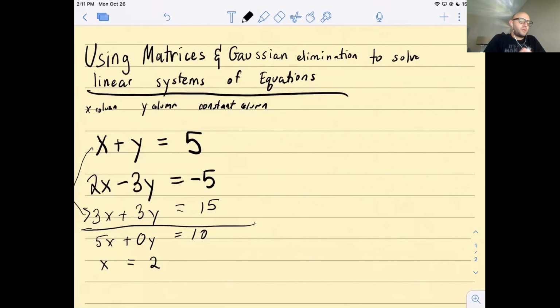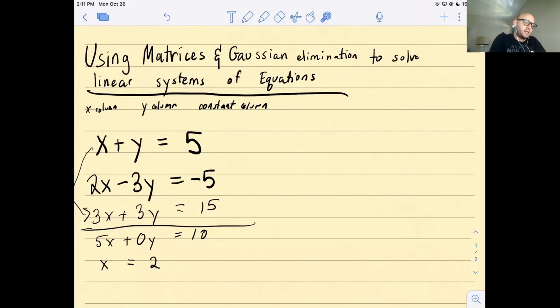Okay, so how are we going to do this with matrices? And what is a matrix? A matrix is essentially, in the beginning, you can just think of it as a way to store the coefficients of this linear 2 by 2 system.